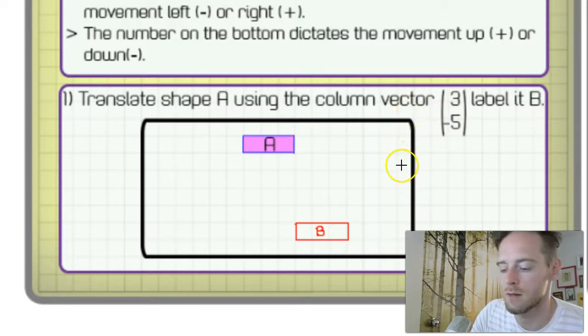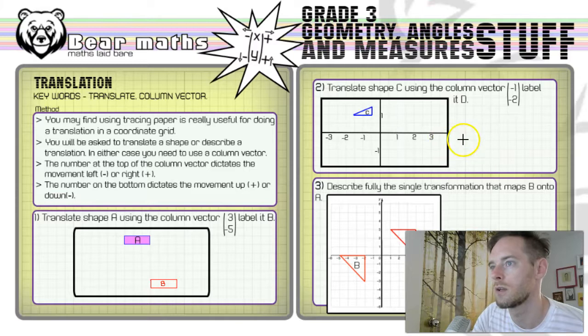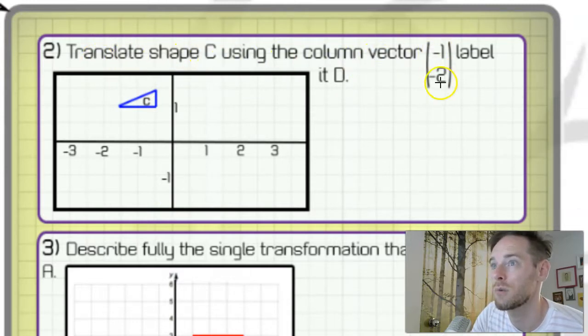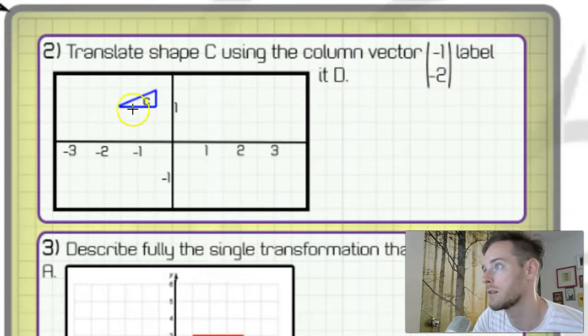Okay, right, let's have a little look where it makes a bit more sense in context, in a coordinate grid. Okay, so in number 2, we've got to translate shape C using the column vector -1, -2. So this column vector, what you should do every time you see a column vector is think about what it means. This means movement to the left 1 unit, and this means movement down by 2 units. Label this shape D. Okay, so we're going to need to go units this time.